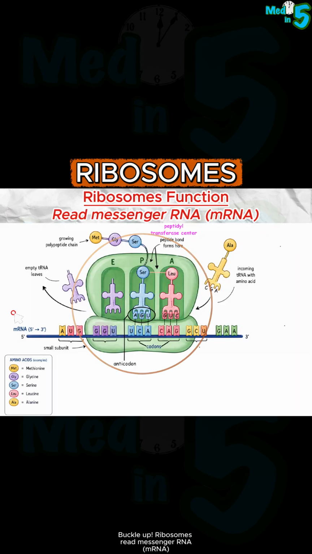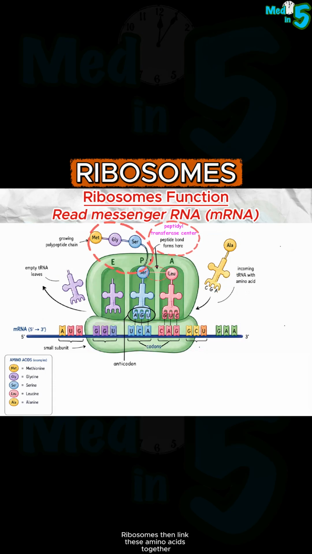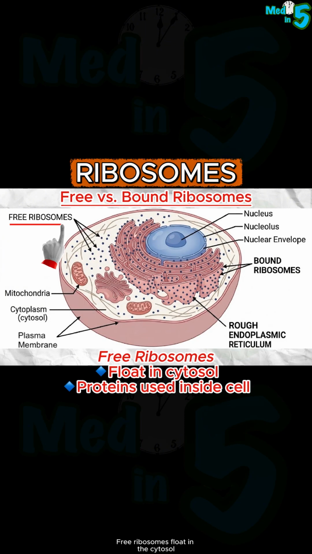Buckle up! Ribosomes read messenger RNA and convert its code into a protein. Each set of 3 mRNA bases, called a codon, matches a specific amino acid. Ribosomes then link these amino acids together in the correct order, forming a polypeptide chain that will later fold into a protein. Free ribosomes float in the cytosol and produce proteins used inside the cell.